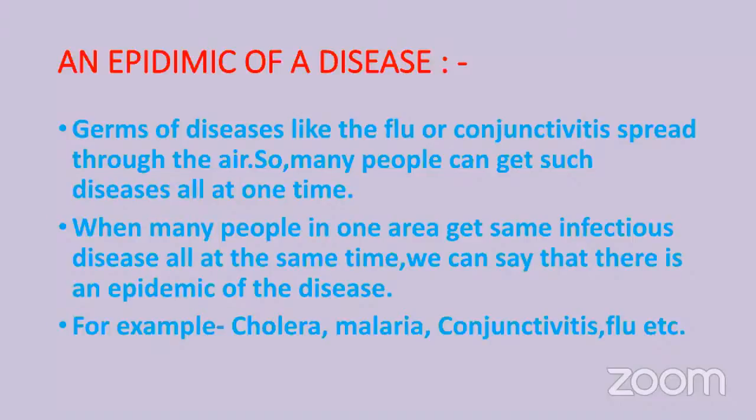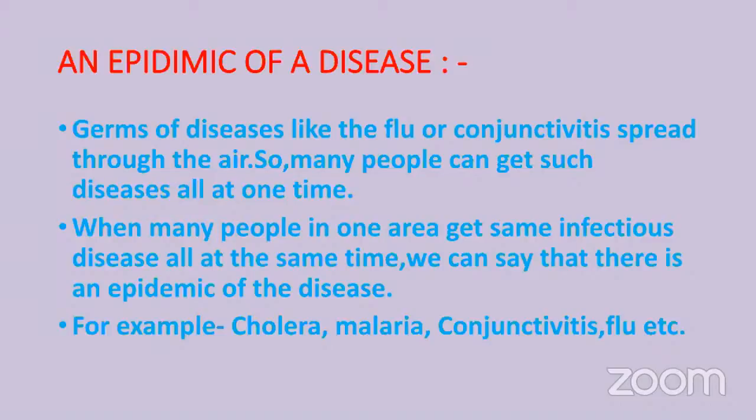Say, pronounce it properly. Conjunctivitis. Now together, conjunctivitis. Very good. One more example is there. Flu. Okay. So what is an epidemic of a disease? That if many people in one area get some infectious disease at the same time, to spread this type of disease, only one sick person is required. And he or she can spread such disease to many people at the same time.